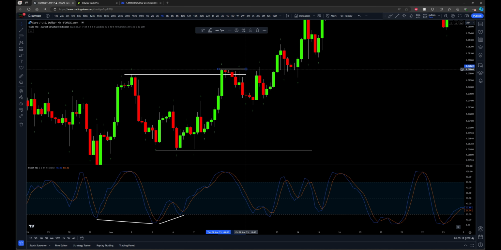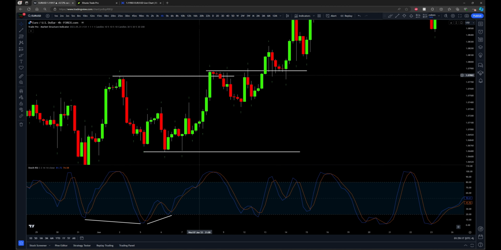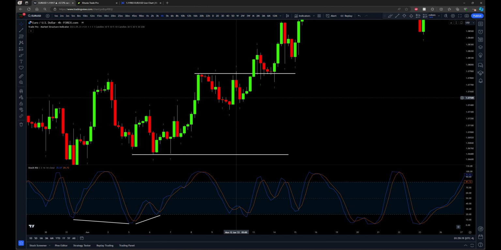And so we can put this out over here where our pullback began. We can get rid of this high because this is our new relevant structure to hold a higher low. And so we do reset here on our stochastic RSI. We do get a reset.